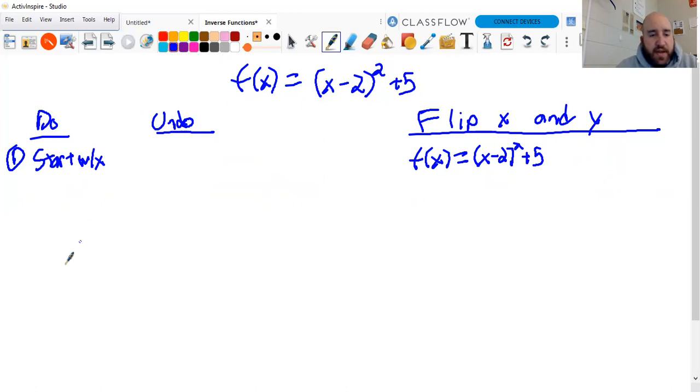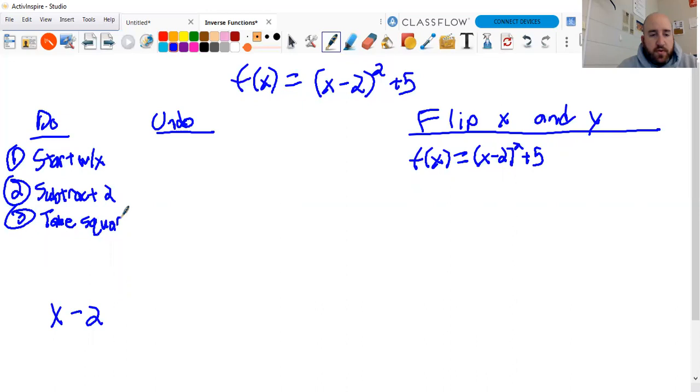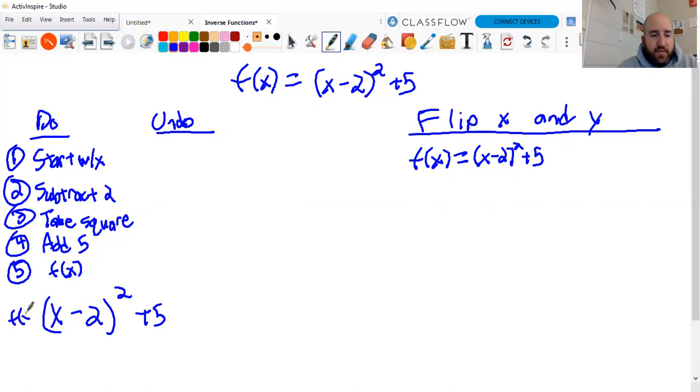So I'm starting with x. You know, I'll put x down here. First thing I'm doing to x is subtracting 2. Subtract 2. Now I'm going to take the square. I'm squaring that entire thing that I got. Then I'm going to add 5. And I have rebuilt my function. I'm going to shorthand this to save time.